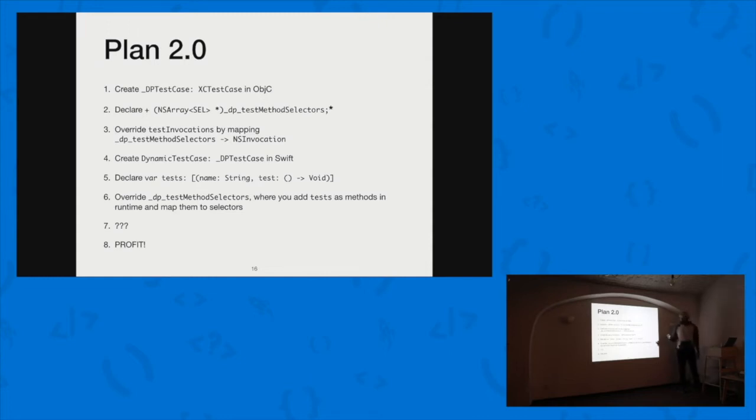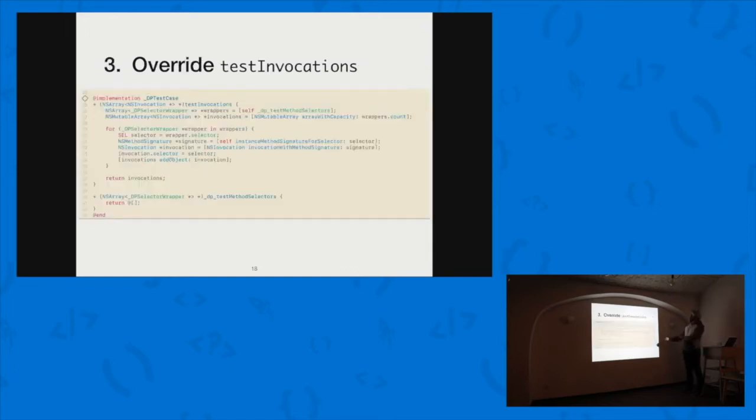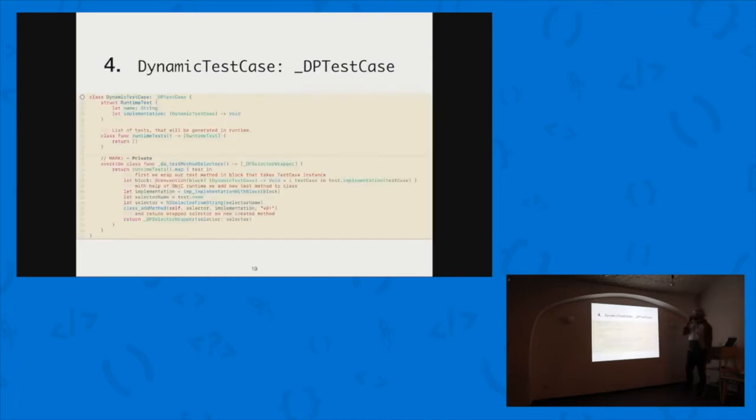So let's go. First one, easy peasy, some wrapper around a selector, declaration, it's Objective-C if you don't remember. Second one, third one, we already did first, second. Get all methods from our magic method, create invocation. It's way easier than Swift, you know, yeah? And it's done. Now the Swift part.